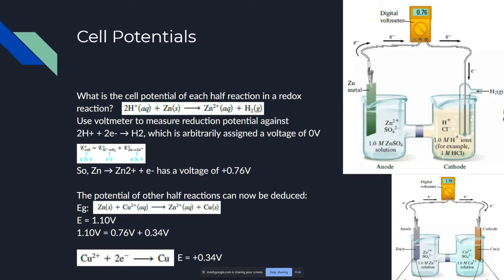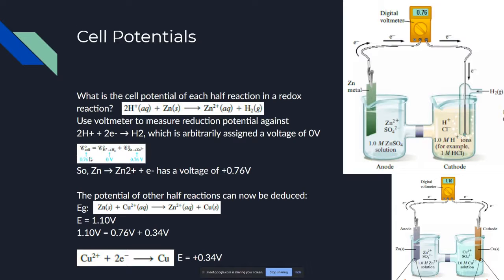But what chemists sort of arbitrarily decided was that this half reaction of 2H plus becoming H2 gas was going to just be arbitrarily assigned a voltage of 0. Okay? And so if we say that the voltage of the half reaction involving the hydrogen is 0, but we know the overall reaction has a voltage of 0.76, then we can assign the half reaction of solid zinc to the aqueous ionized version of zinc as having that voltage of 0.76. So it's sort of like algebra.